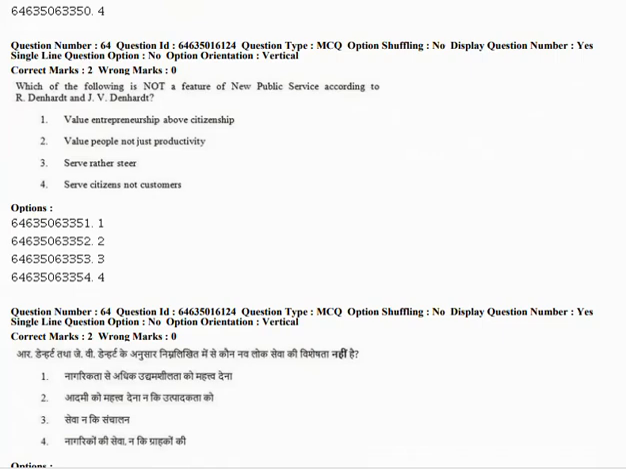Question number 64. Which of the following is not a feature of new public service according to Denhardt and Denhardt? Value of entrepreneurship is above citizenship. Value of people, not just productivity. This is correct. Serve rather than steer. This is also correct. Serve citizens, not customers. This is also correct. This is wrong. Hence option number 1 is the correct answer.